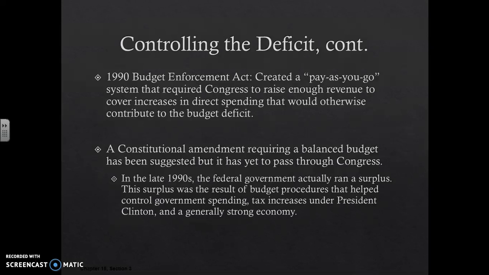In the late 1990s, the federal government actually ran a surplus, and this surplus was a result of budget procedures that helped control government spending. There were some tax increases under President Clinton, and the economy was generally strong. It was quite prosperous. So that is actually the last time at this point that we've had a surplus.